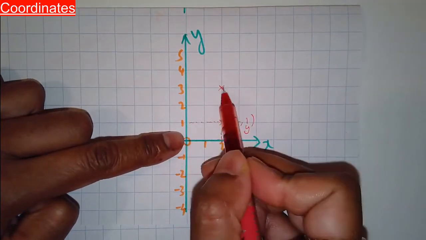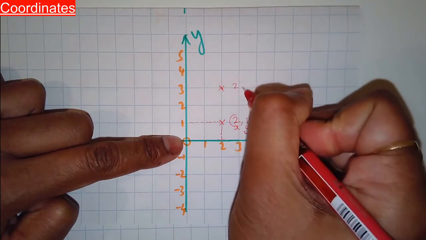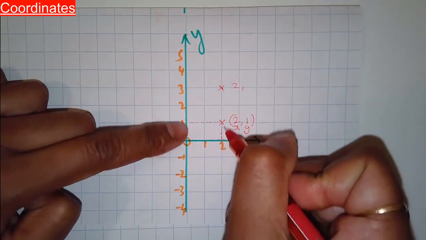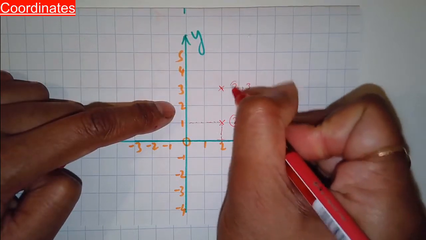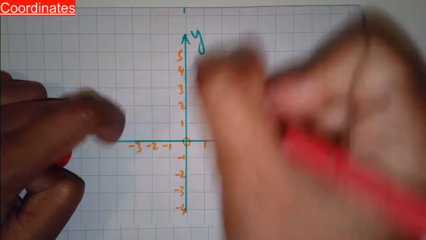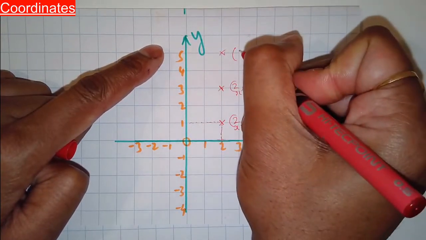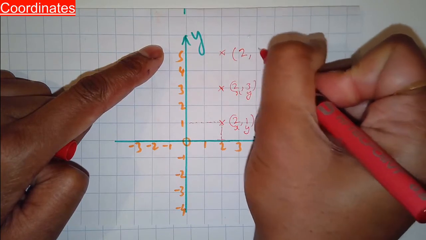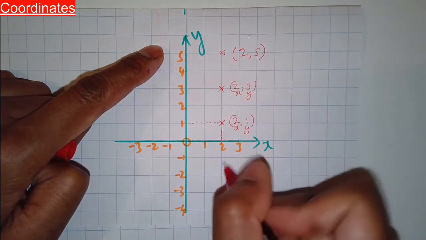To get from here to here, you're going to go 2 to the right on the x-axis, and then 1, 2, 3 up, 3 on the y-axis. So remember, that's your x value and that's your y value. And similarly, this one is 2 along the corridor, 5 up the stairs. That's your x value, that's your y value.